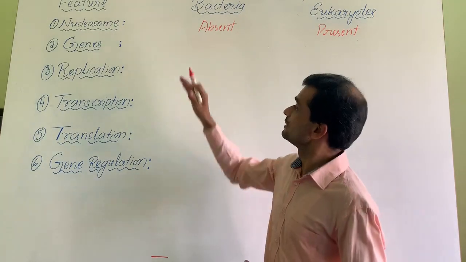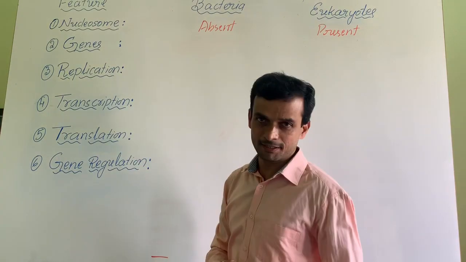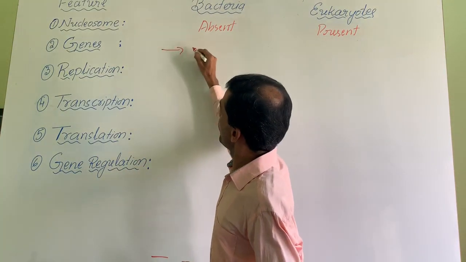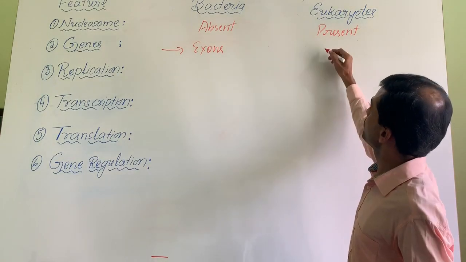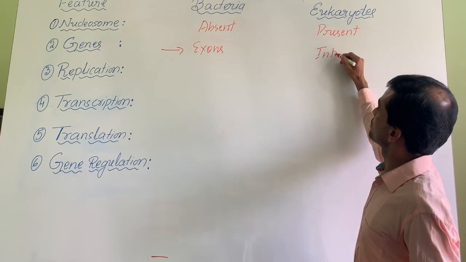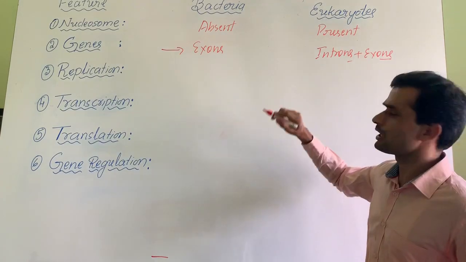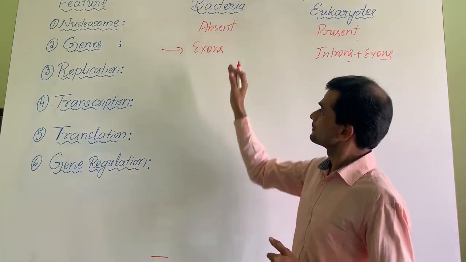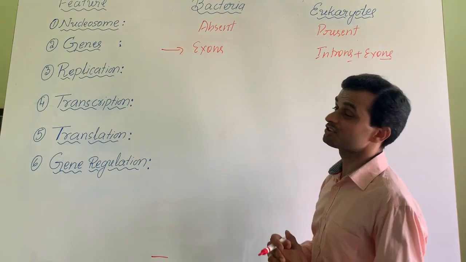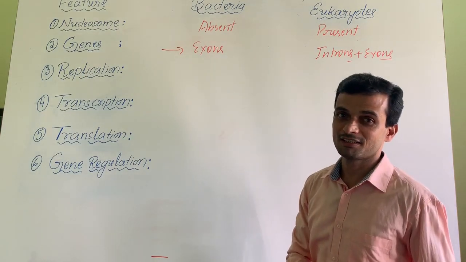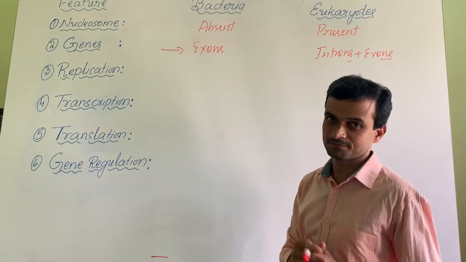Let us focus on the gene: bacterial gene, eukaryotic gene. Genes of bacteria do have exons but no introns. All eukaryotes have both introns and exons. Even archaebacteria have introns and exons. What are exons? What are introns? Do you think both exons and introns will remain in functional mRNA? We study the RNA processing mechanism, splicing mechanism, correct?